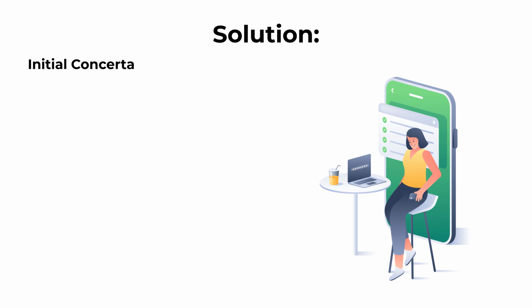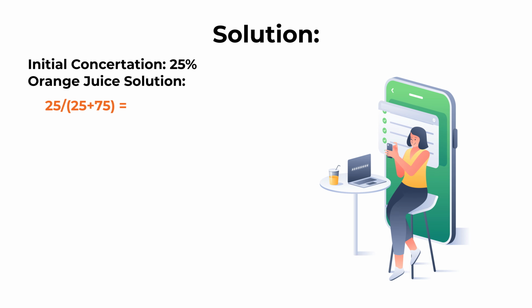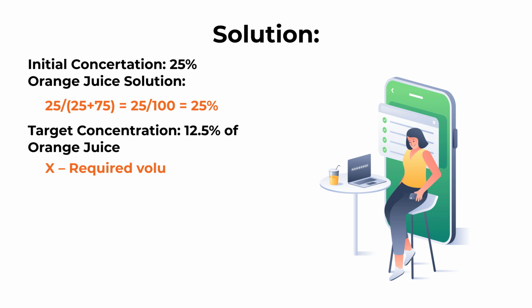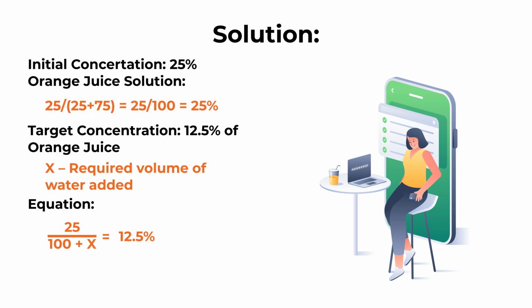Our initial concentration is 25% of orange juice, which is calculated as 25 divided by 100, which means that 25 divided by 100 is a 25% orange juice solution. Our target concentration will be 12.5% of orange juice, which means that we need to calculate X, which would represent the required volume of water to be added. So our equation would be 25 divided by 100 plus X, which would be equal to 12.5%, and 12.5% equals 1/8.